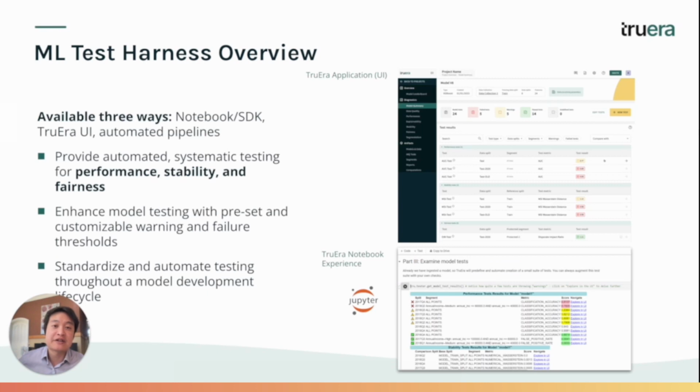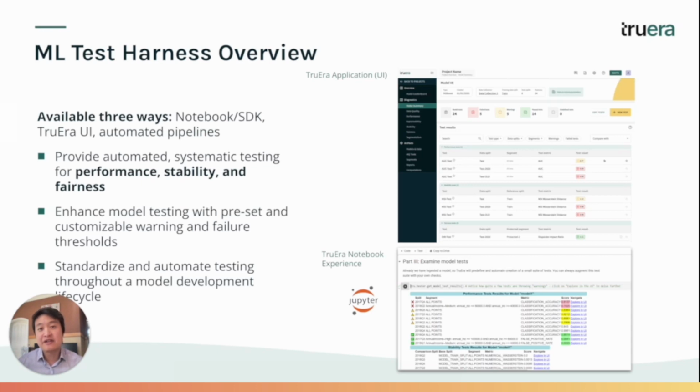Just a quick overview. Our test harness feature simplifies the workflow of data scientists when it comes to creating tests. It provides a more systematic approach, and it can be done via notebook/SDK, via TruEra UI, as well as automated pipeline. It also provides the ability to recreate tests that have performed well for prior models, and you can apply them easily to newer versions of models, which creates that consistency.